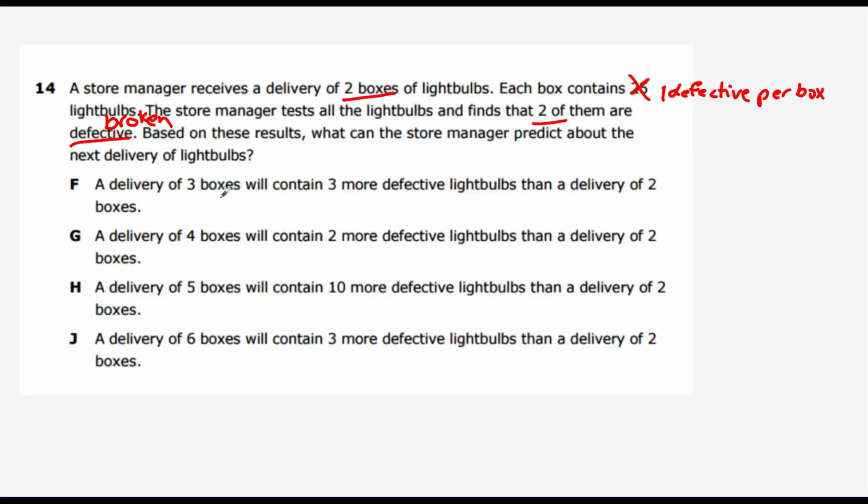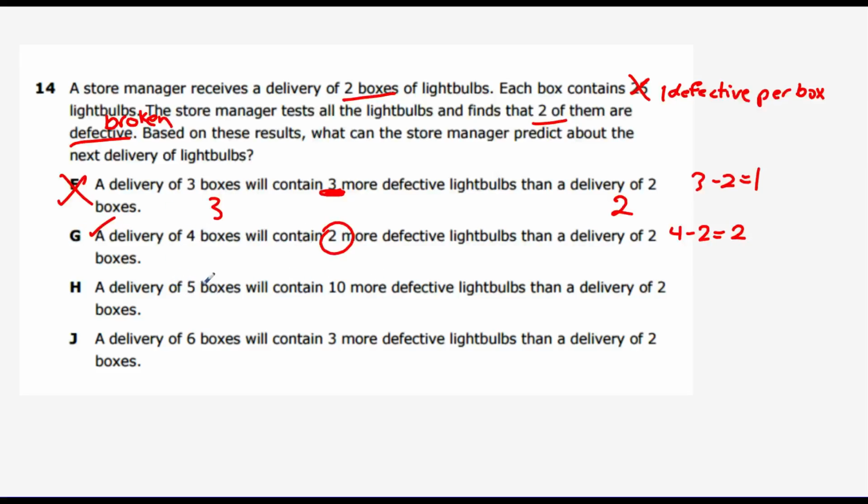So if he gets 3 boxes, that means 3 should be broken. And 2 boxes should have 2 broken. So how many more is 3 than 2? Well, 3 minus 2 is 1, but it says it should be 3, which does not seem very good. Okay, G, 4 boxes should have 4 broken. That should be more than if we had 2 boxes, which should have 2 broken. So does 4 minus 2 equal 2, which looks like the number we want, right?